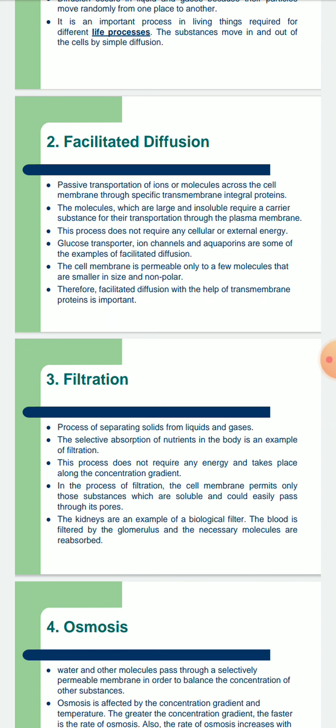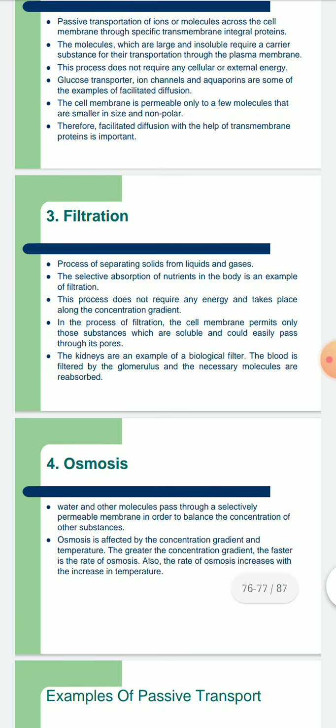In the process of filtration, the cell membrane permits only those substances which are soluble and could easily pass through the pores. It does not require any specific energy or specific help. The kidneys are the best example of a filter. Osmosis: water and other molecules pass through a selectively permeable membrane from a region of high concentration to a region of low concentration, and it happens till the concentration gradient becomes equal.